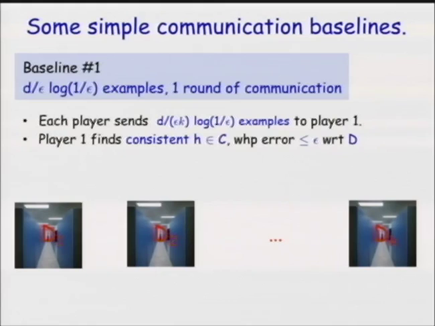So in other words, he finds a consistent hypothesis. Now note that in this case, the total number of examples that get to player 1 is d over epsilon times log 1 over epsilon. So if these examples are really IID from the underlying mixture, then based on the sample complexity theorem that I had earlier, we would get good generalization guarantees.